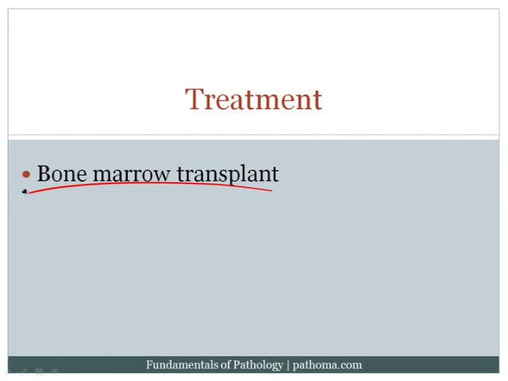You might think, well, why would a bone marrow transplant help in osteopetrosis? Well, the answer is that remember that in osteopetrosis, the problem is that the osteoclasts are not functioning properly. And remember that the osteoclasts are basically macrophages that are present within the bone.